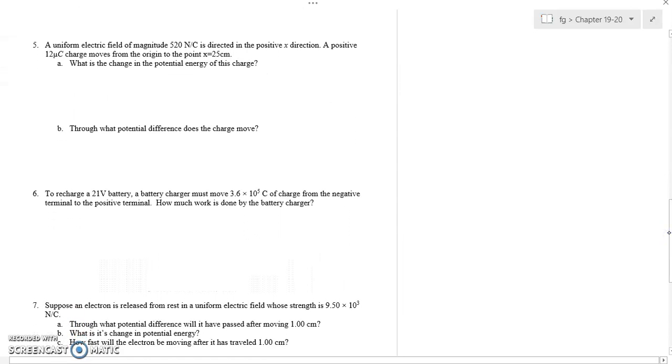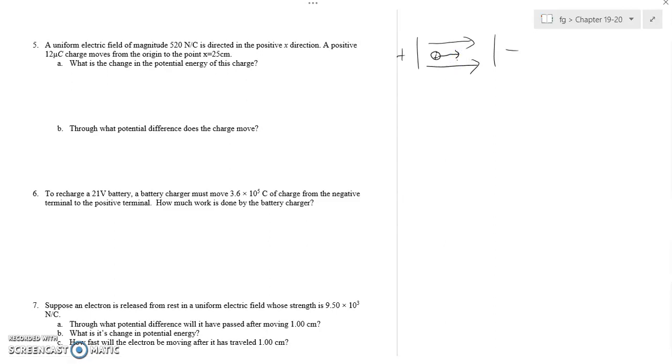Number 5. We've got a uniform electric field in the positive x direction. So, drawing a picture. This will be positive, this will be negative. Okay, electric field's going that way. Positive charge moves from the origin, so somewhere in here, and then to the point 25 centimeters, so it's going to be moving to the right. So it's moving with the electric field. What is the change in potential energy of this charge?